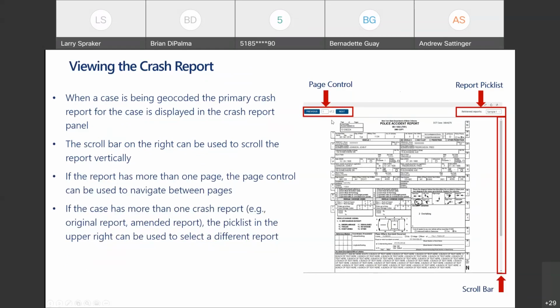We have a couple of controls when you are viewing the crash report. We've got a previous and next, so if a report has multiple pages, which most do, you can go next and previous, and it shows you the page you're currently viewing. If there are in fact multiple reports, such as MV104, 104A, et cetera, you'll see a list of those right here in the pick list, and you can flip to a different report. And over here on the right is a scroll bar, so within the panel you can scroll up and down on the report. So that's what that looks like.